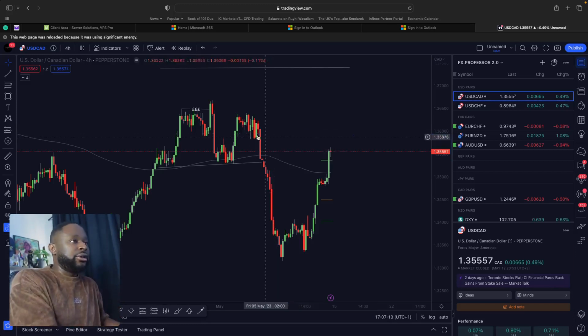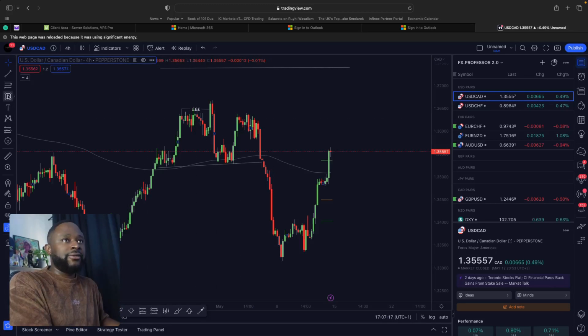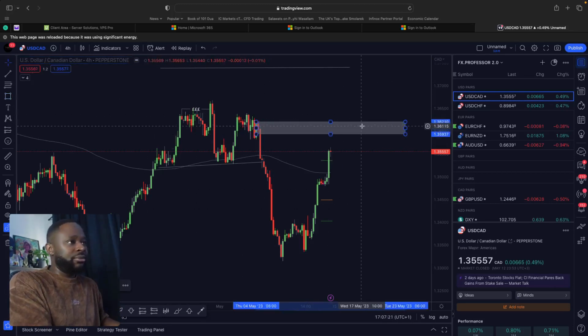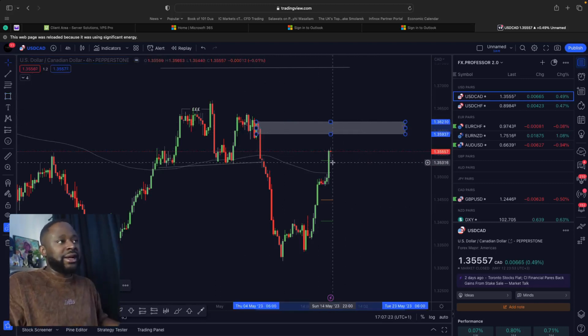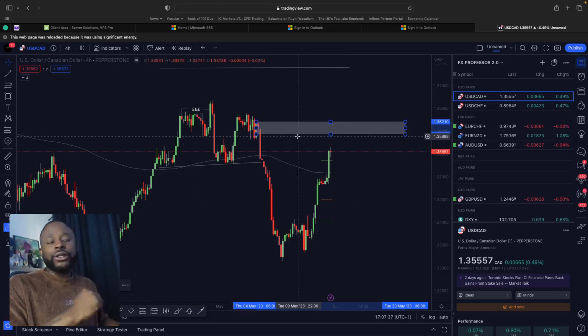Okay, so I'm going to take this out. We have our supply level here, and price is extending towards it. Like I said, the imbalance here is currently being filled up. So I'm going to be watching this level closely when the market opens for a sell, if I see my signal to sell. So this is my point of interest on USD CAD.